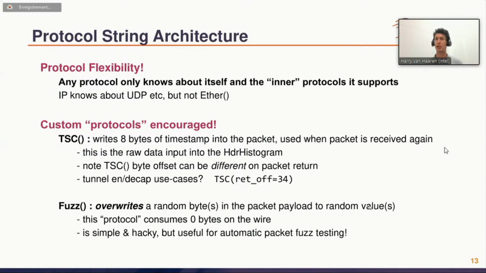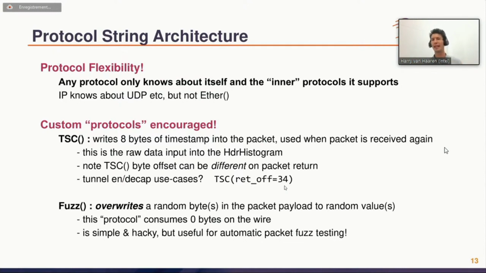Sometimes you're doing a tunnel encap or decap use case. Then you want to read that TSC back from a different location in the packet from where you sent it. So in that case, we can easily customize this protocol to say return offset, or retoff, equals 34 bytes into the packet. And using a little hack like this, sure, we need to hard code it into the TSC when we're generating the traffic. But because it's so interactive, it's just really easy to do that.